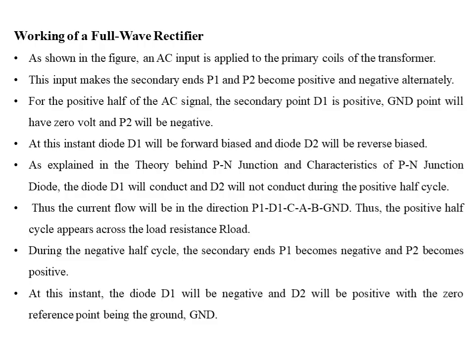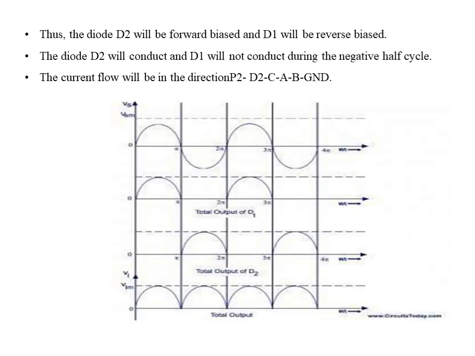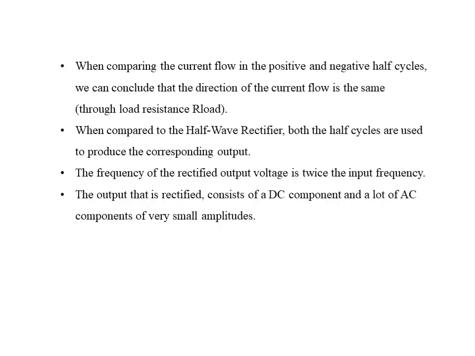During the negative half cycle, the secondary end P1 becomes negative and P2 becomes positive. At this instant, the diode D1 will be negative and D2 will be positive, with the zero reference point being the ground. Thus, the diode D2 will be forward biased and D1 will be reverse biased. The diode D2 will conduct and D1 will not conduct during the negative half cycle. The current flow will be in the direction P2, D2, C, A, B and ground. The output waveform is given here.